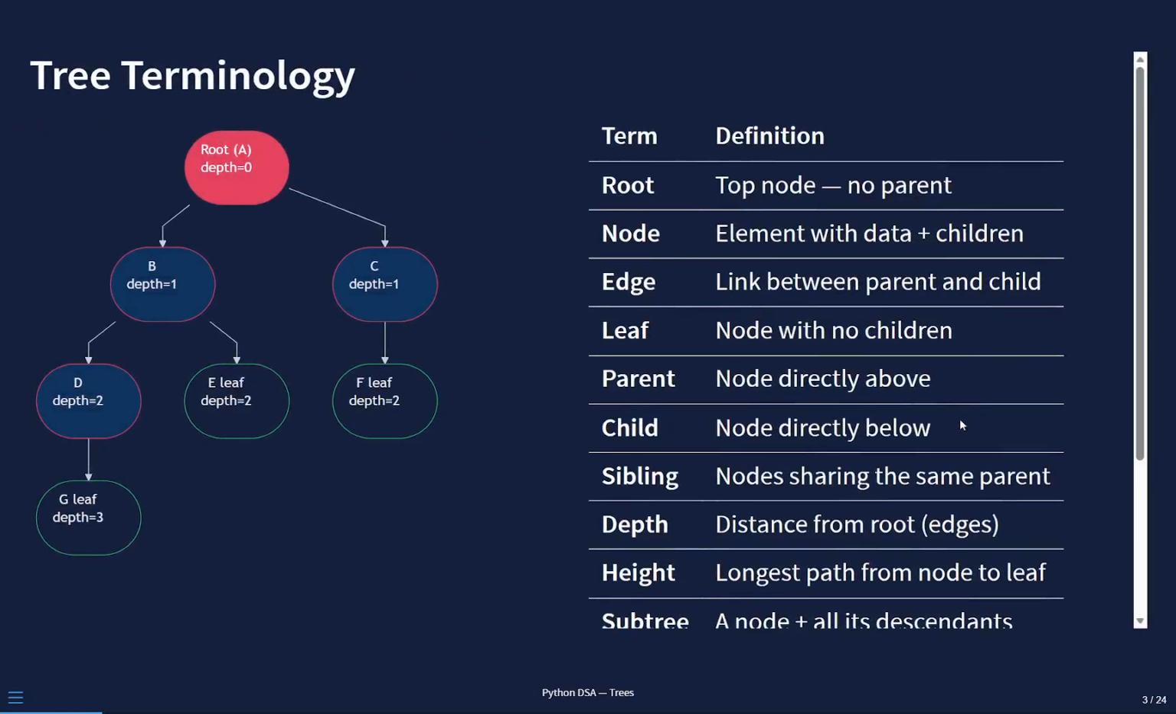Before we write a single line of code, we need a shared vocabulary. The diagram on the left labels everything. Root, the single top node with no parent. In the diagram, node A, at depth 0. Node, any element in the tree. It holds data and references to its children. Edge, the connection between a parent and a child node. Leaf, a node with no children. E, F, and G in the diagram are leaves. Parent and child. Every node except the root has exactly one parent. A node's immediate connections downward are its children. Siblings, nodes that share the same parent.